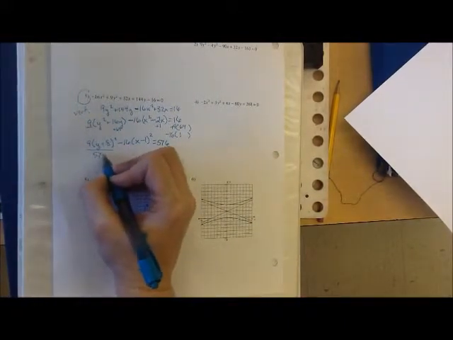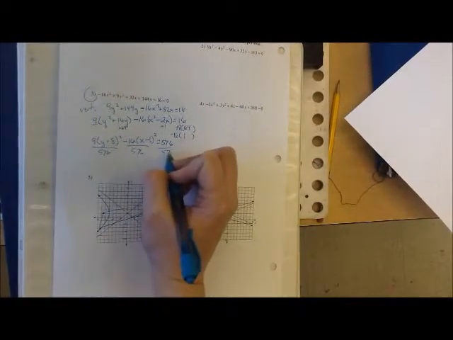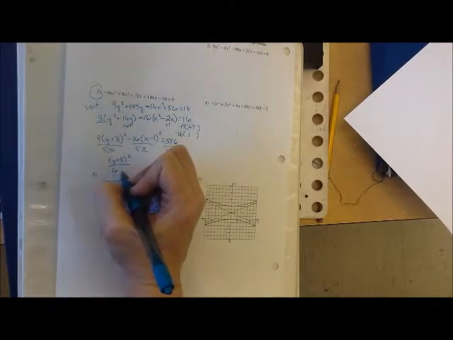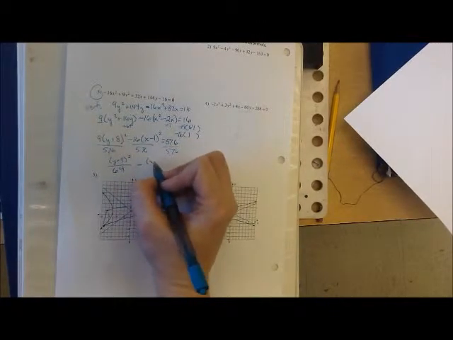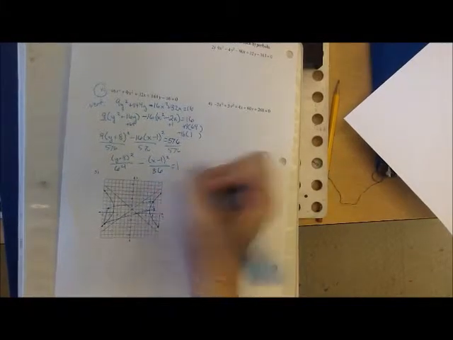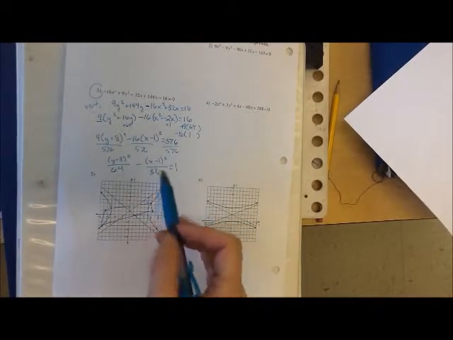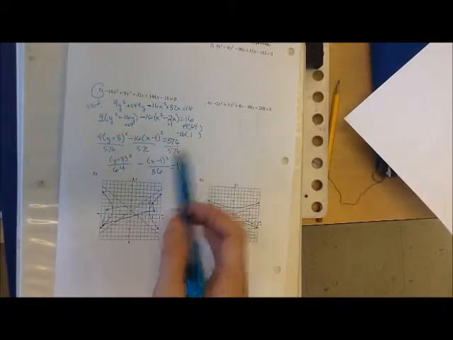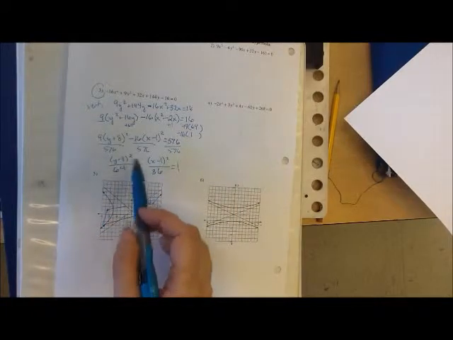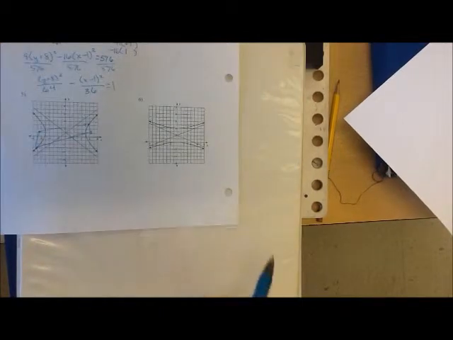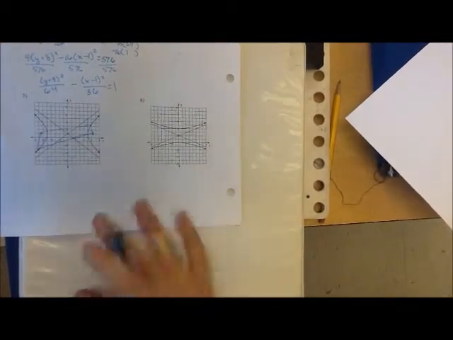Yeah, 576. And then the last step, just like ellipses, you divide everything and you reduce your fractions. So (y plus 8) squared over 64 minus (x minus 1) squared over 36 equals 1. So we have a hyperbola centered at (1, -8) that goes left and right 6 to make the sides of the box, up and down 8 to make the sides of the box, and then opens vertically because it's the y term that's positive and the x term that's negative here.